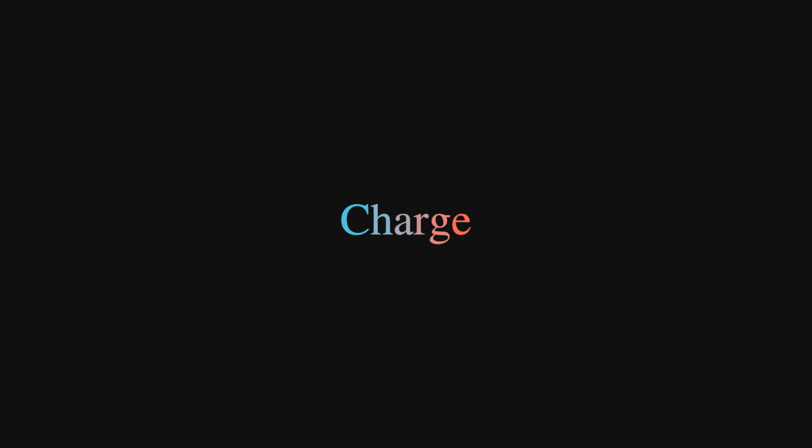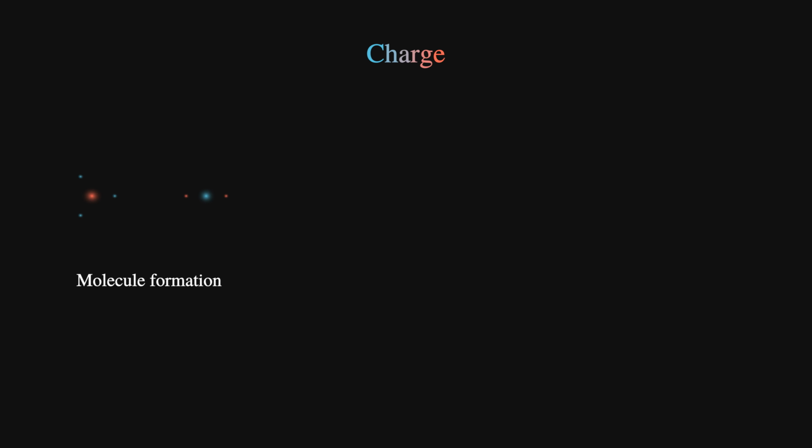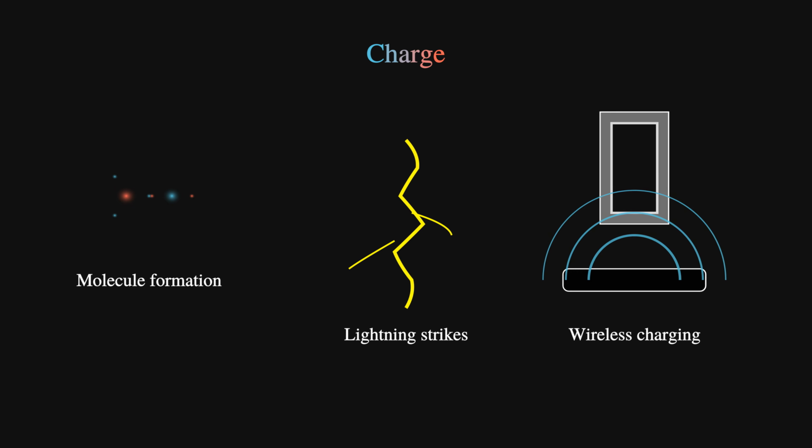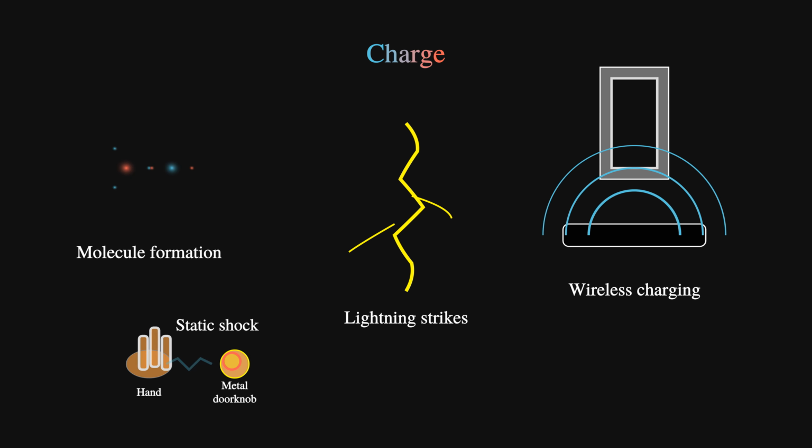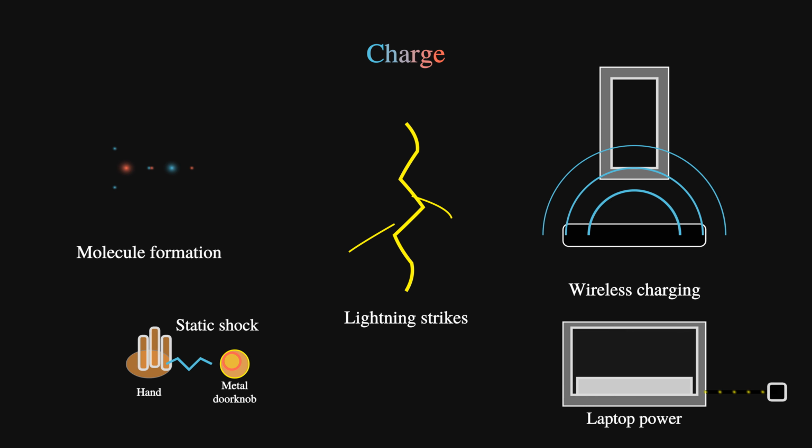Electric charge is one of the most fundamental concepts in physics. It's the reason why atoms stick together to form molecules, why lightning strikes, and why your phone can charge wirelessly. Understanding charge is crucial because it underpins all of electricity and magnetism, which are essential for modern technology and our understanding of the universe. From the static shock you get from a doorknob to the power running your laptop, charge is at the heart of it all.